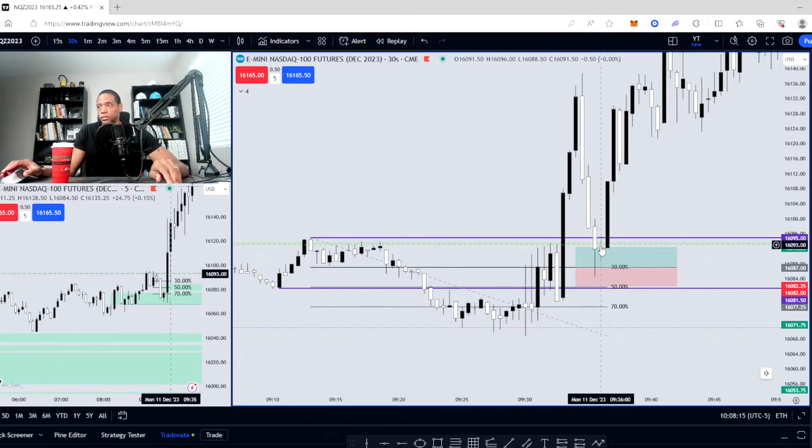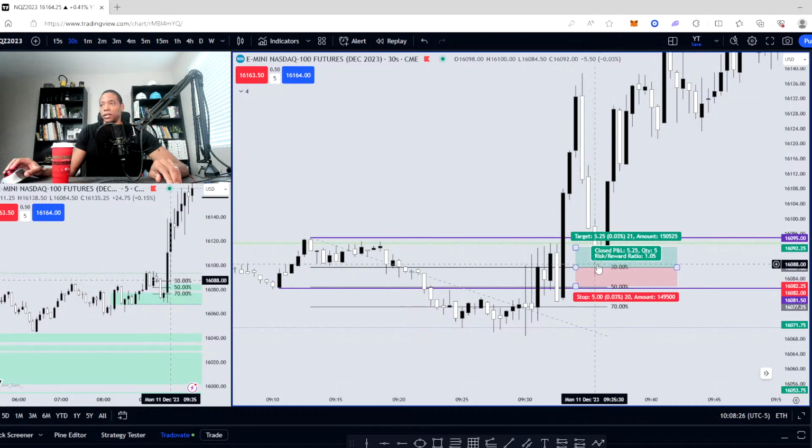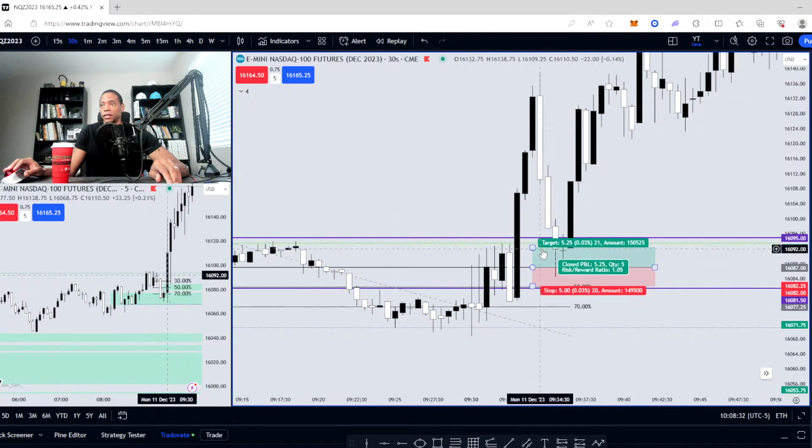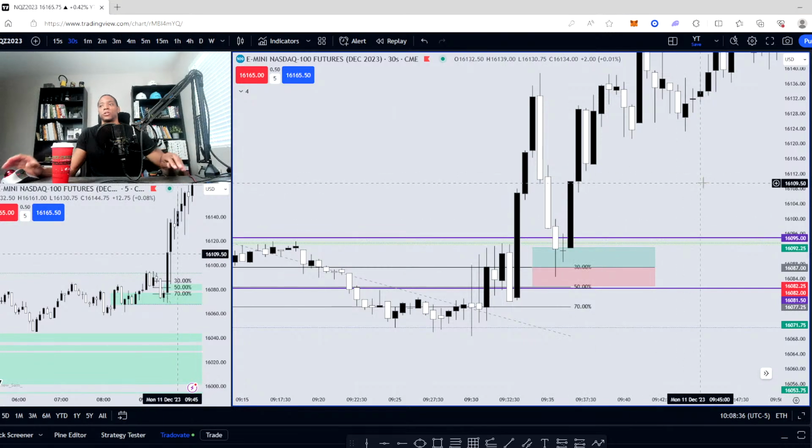Price retraced, hit the 30% level, and pushed out for a 5 points take profit, which you can see occurred during the same 30-second candle. It dipped down, crossed the 30%, and then closed right at the top of the zone. So maybe it was the next candle that turned out to be the TP winner.